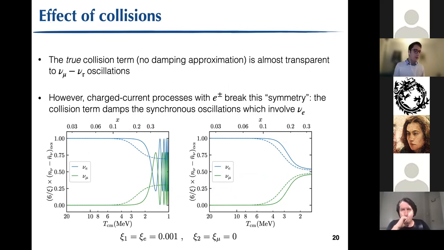Now I will just briefly talk about the effect of collisions, because I would just want to highlight that in our calculation, we put the true collision term, I mean the one that comes from the quantum kinetic equations.